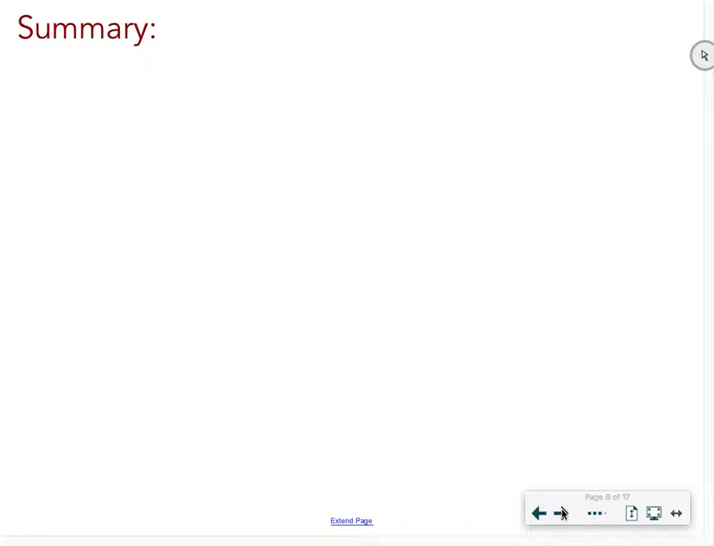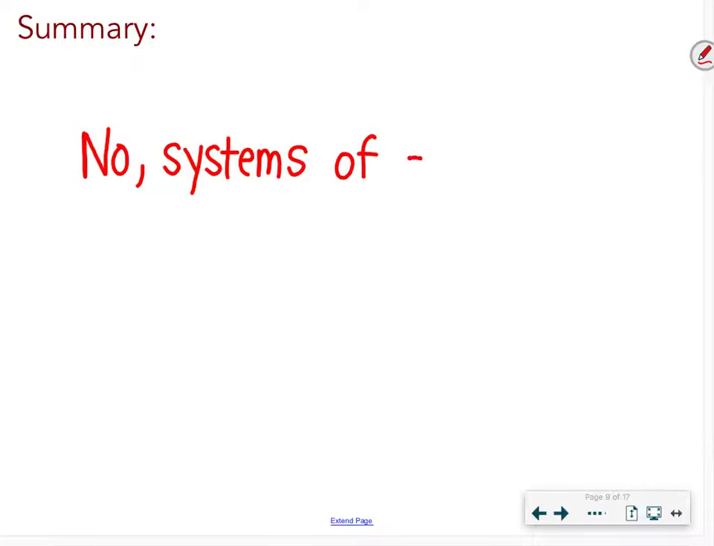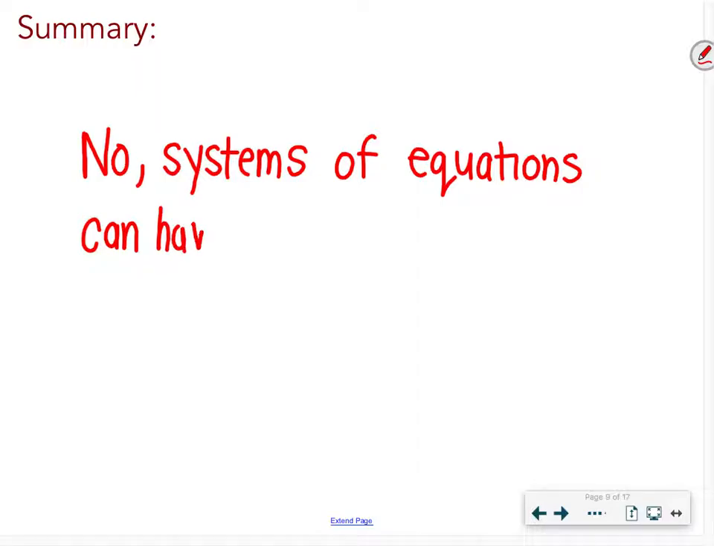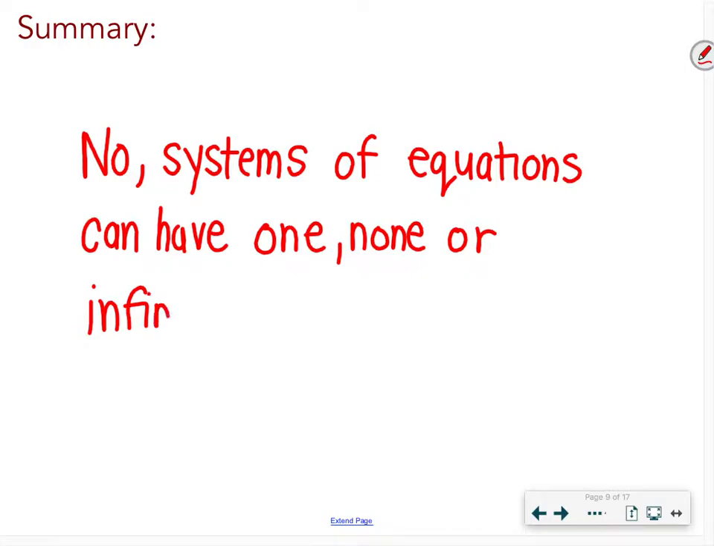Summary. So looking back at our essential question, do all systems of equations have one solution? No. Systems of equations can have one, none, or infinitely many solutions.